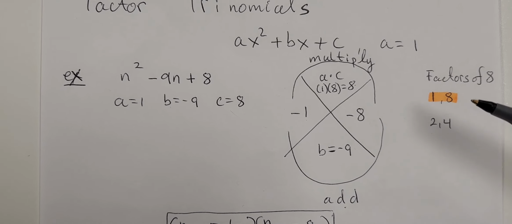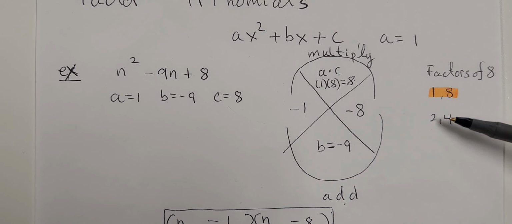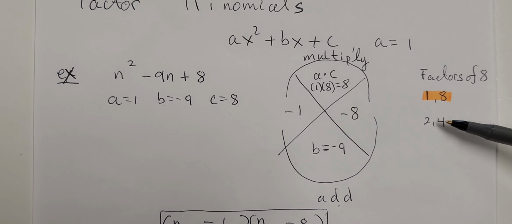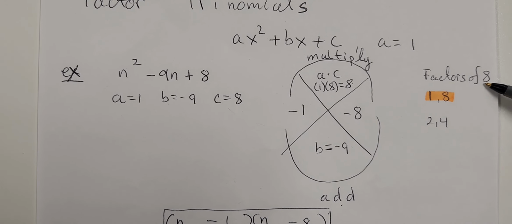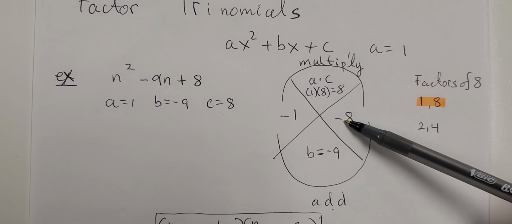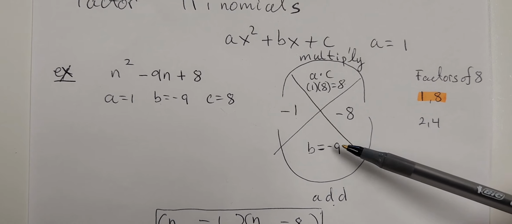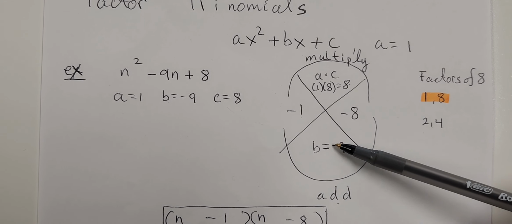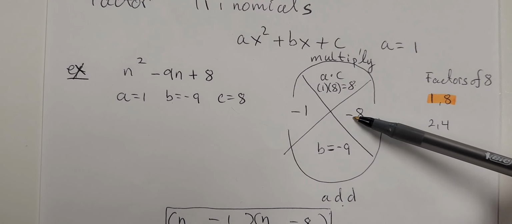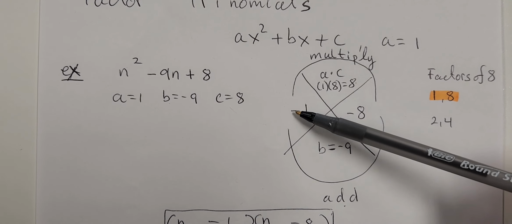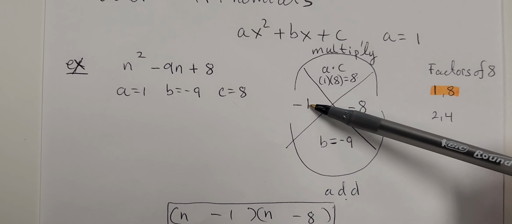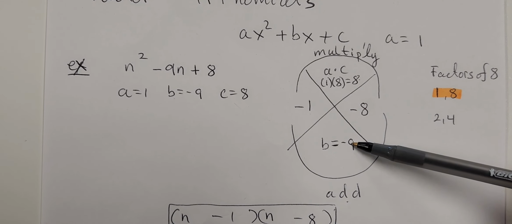One more time, we have two combinations in the list of factors of 8, but only 1 and 8 will work, because 1 times 8 gives me 8 and 1 plus 8 gives me 9. However, we have a minus here, so we have to include a negative. Put a negative on the 1 and also on the 8. Why? Because negative 1 times negative 8 gives me positive 8, and negative 1 plus negative 8 gives me negative 9.